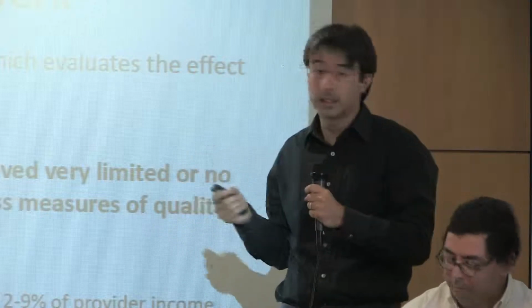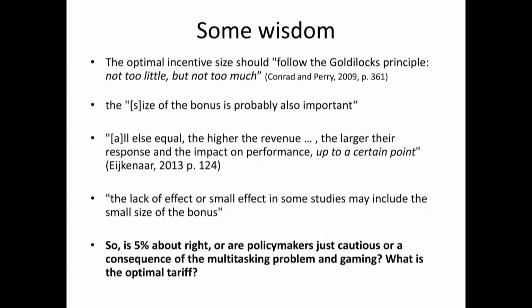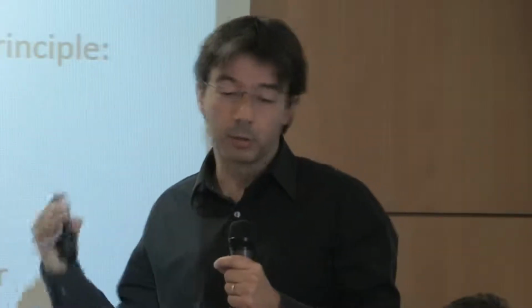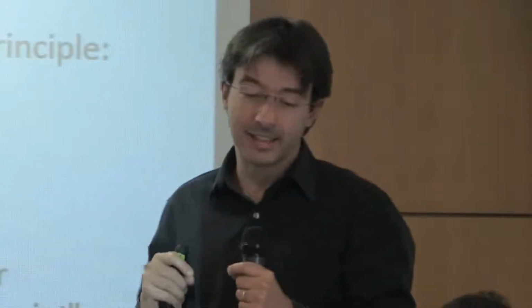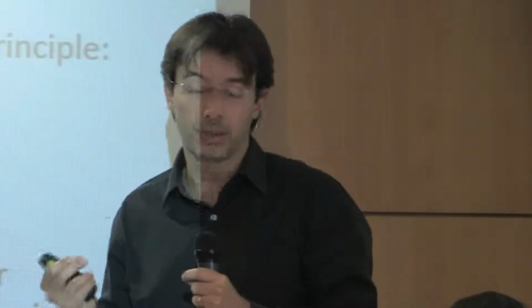So something else we did in the paper, we read a few review papers, a few policy documents, and we tried to figure out what is that policy. How do policymakers come up with that figure? So that's the best we could find. So there are some extracts from some policy documents. So these are some quotes. So the optimal incentive size should follow the principle of not being too little, but also not too much. The size of the bonus is probably important in the pay for performance scheme. All else equal, the higher the revenue, the larger the response that you should expect, up to a certain point. So after reading all these policy documents, that still left me with the question unanswered of how high that price should be.